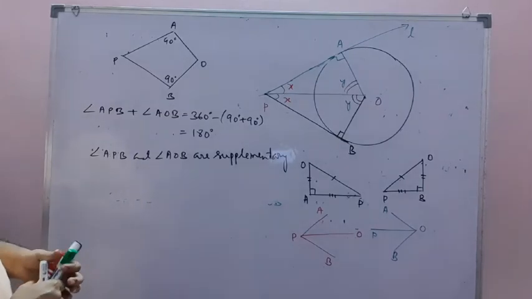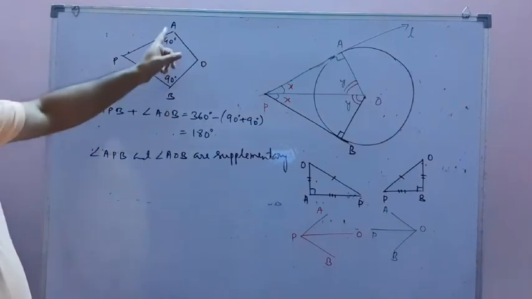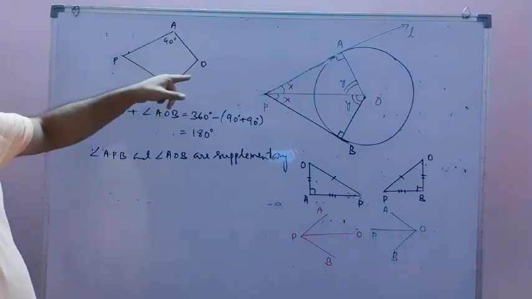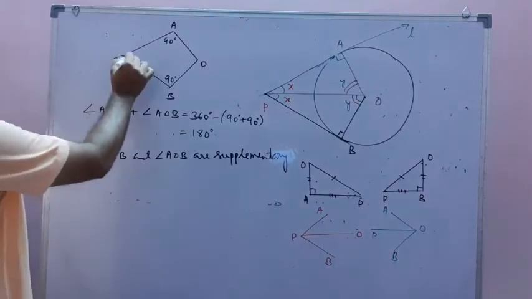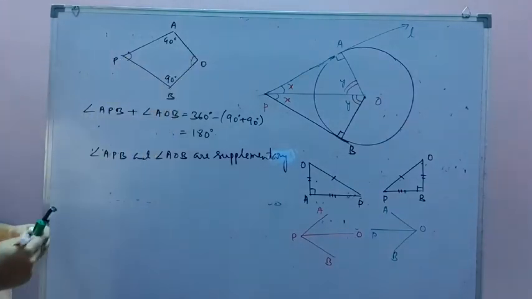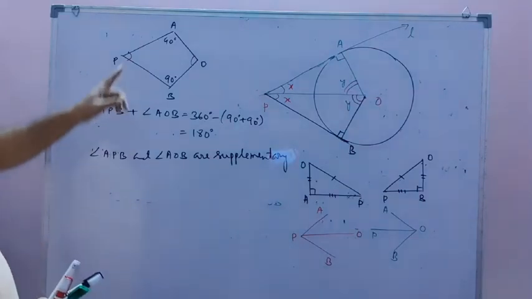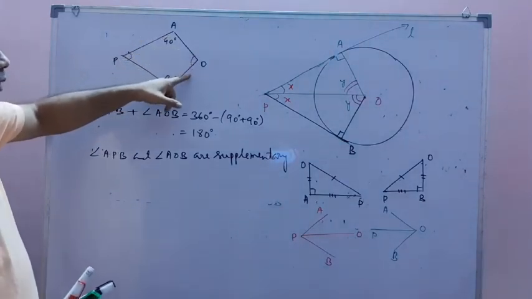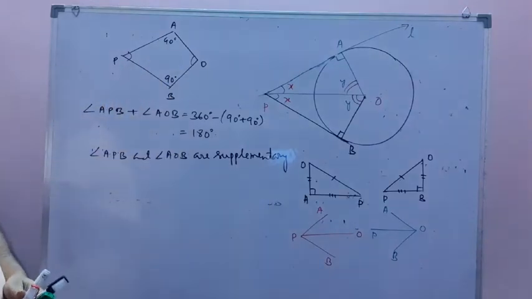Now APB is what? APB is the angle between the two tangents. AOB is the angle between the two radii. So the angle between the tangents and the angle between the radii are supplementary.